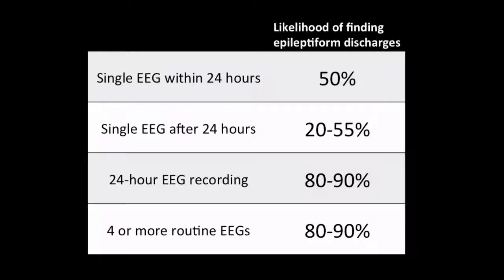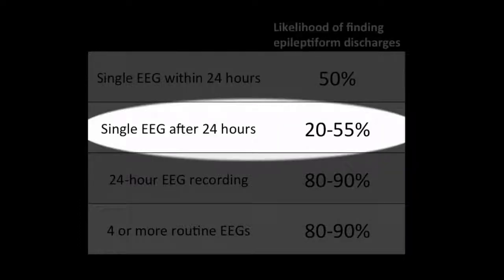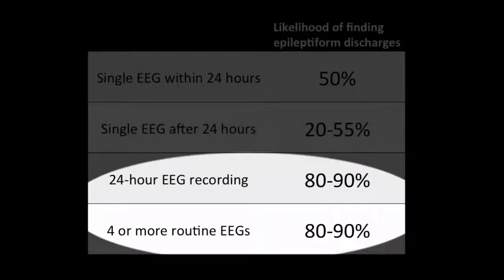It is important to remember a principle that a normal EEG does not rule out epilepsy. In general, if an EEG is done very quickly after a first convulsion, the likelihood of finding interictal epileptiform abnormalities is about 50%. However, if an EEG is done later than that, the likelihood drops. Prolonged EEG recording and several routine EEGs can increase the likelihood of finding epileptiform discharges in patients with epilepsy, but there are some patients who will never have interictal epileptiform abnormalities on interictal EEG.